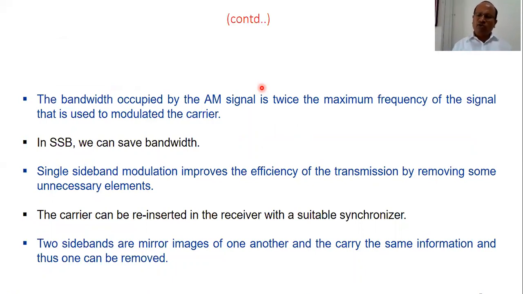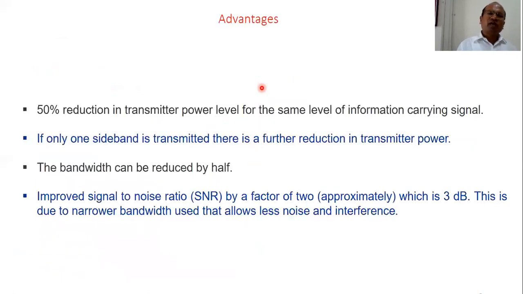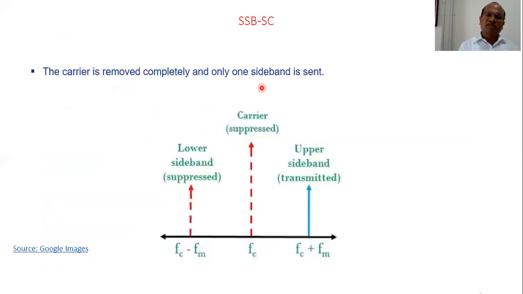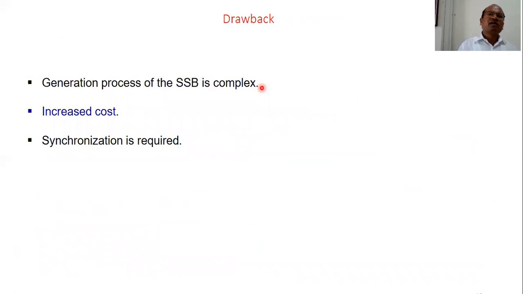But the drawback associated with SSB is that we need to generate precisely the same carrier frequency, and therefore the circuit becomes a little complex. Due to the requirement of synchronization and the circuit arrangement to generate the carrier frequency, the cost also increases, and complexity of circuitry, wherever it is there in any design, creates a lot of other difficulties. So these are the drawbacks.